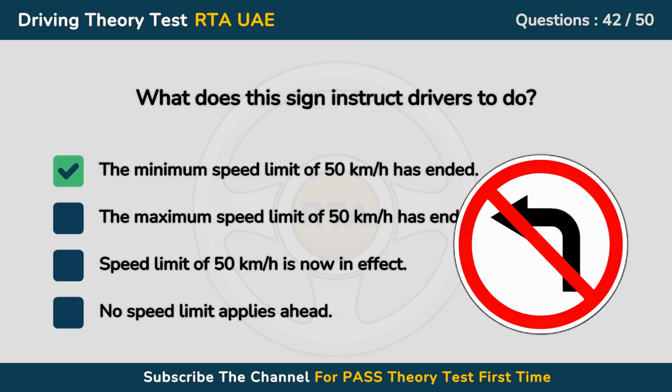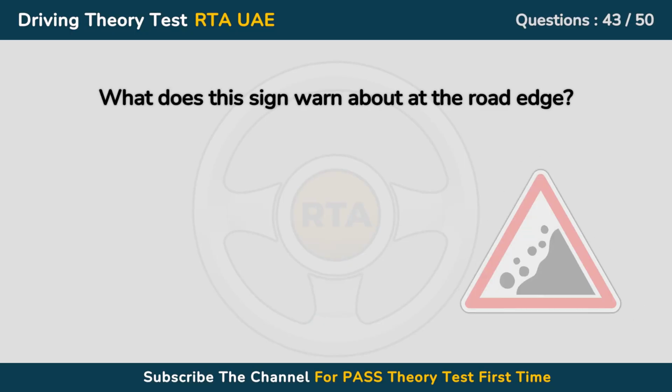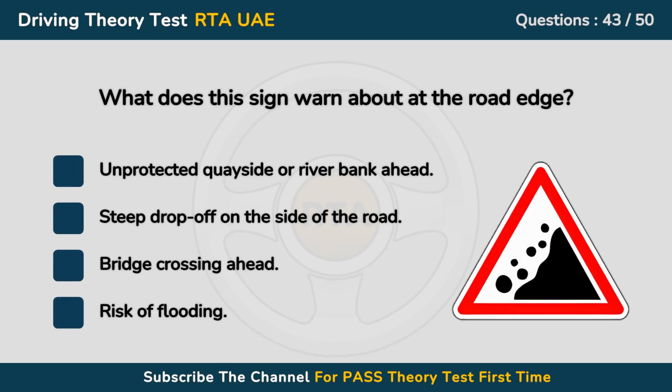Answer is A. The minimum speed limit of 50 has ended. This sign indicates the end of the minimum speed limit, previously set at 50. Drivers are no longer required to maintain at least 50, but must still adhere to any general or posted maximum speed limits. Question 43. What does this sign warn about at the road edge?